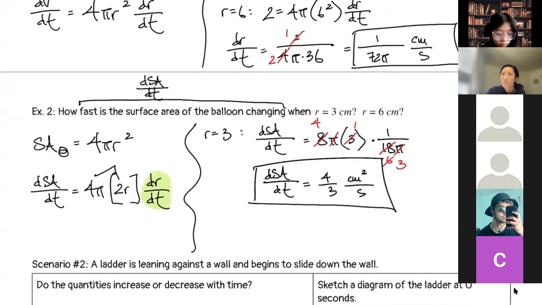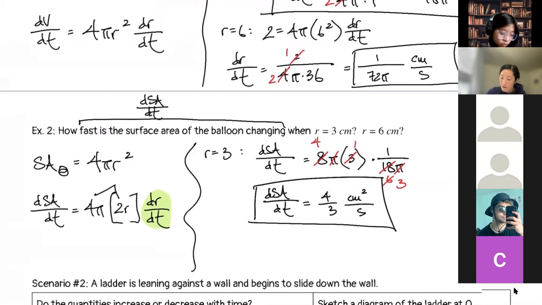Okay. Professor, yes. I have a question. I think you just said this, I missed it. What does having the dr over dt right next to the surface area, the change of surface area over change in time, what does that mean again?